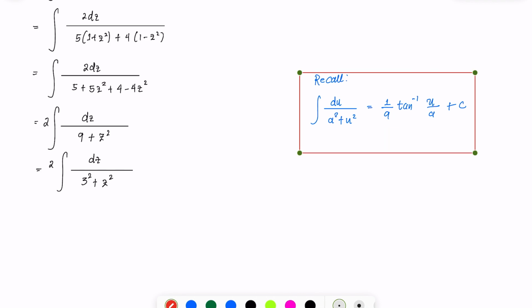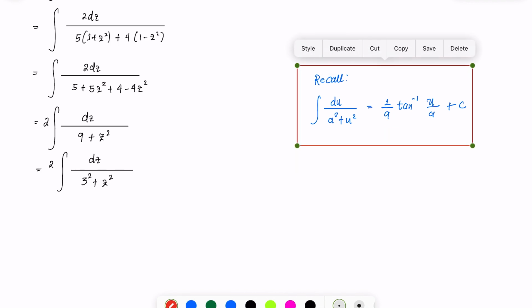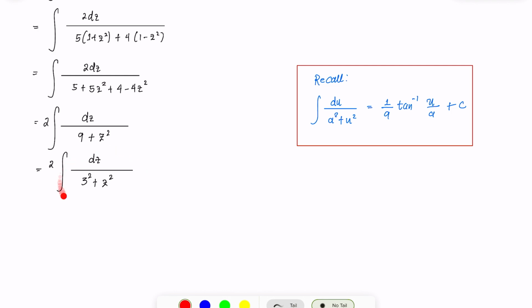But then again, probably in your class, once I create a video about partial fractions, you might have to perform the integration of this using partial fractions. But for now, since our focus is z-substitution, I'm going to use this result from your table of integrals. What this is telling you is that your dz in this case is equivalent to the du part here, and your 3 squared.